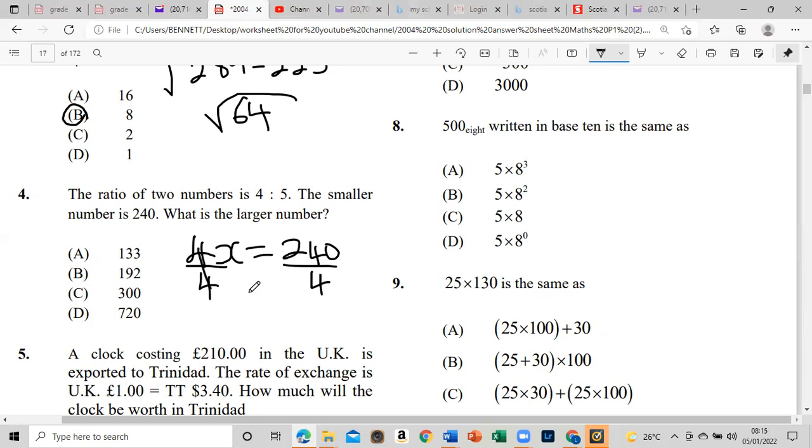Once we know that, this is 60. So therefore, x is 60. But that is not the answer. The larger share is 5, so it will be 5 times 60, which is 300. So therefore, our answer would be C.